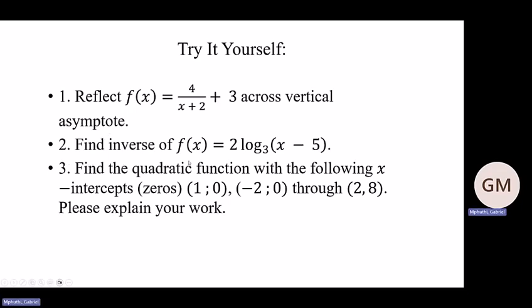The second one is find the inverse of f of x equals 2 log of x minus 5 to the base 3. And the third one is find the quadratic function with the following x-intercepts or zeros, (1, 0) and (-2, 0), and which goes through the point (2, 8). You need to explain your work in all you do.